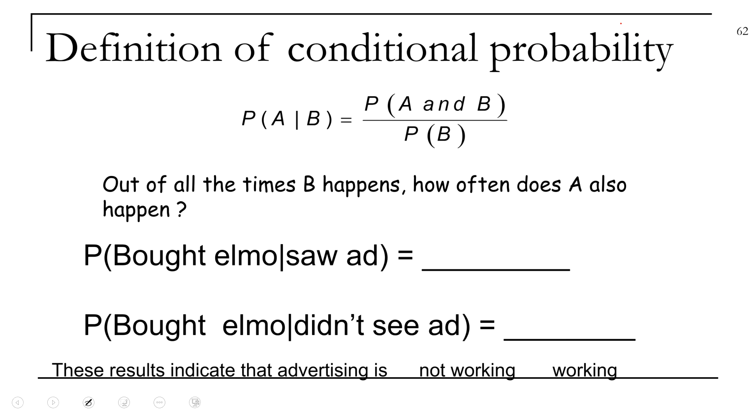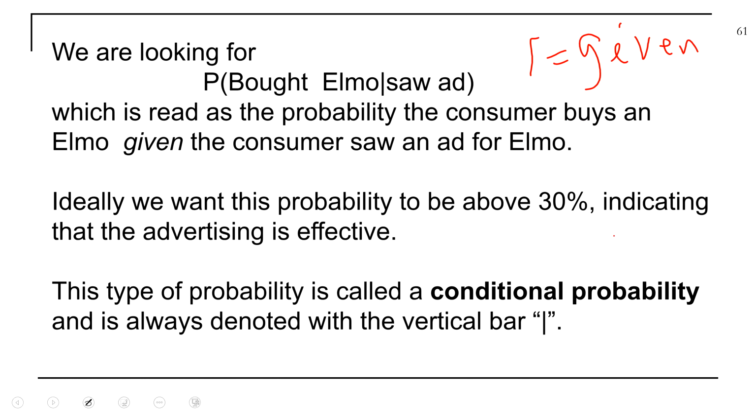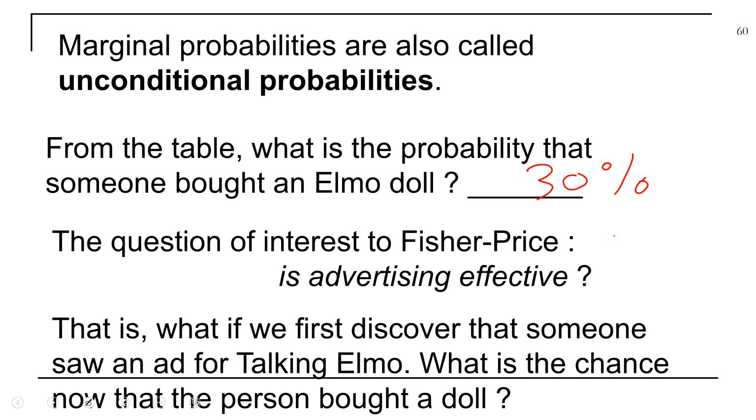The definition of conditional probability, probability of A given B for events A and B, is simply out of all the times B happened, how often does A also happen? So we call this the joint probability divided by the marginal probability. Out of all the times B happens, how often does A also happen? So we can compute these. Probability you bought Elmo given you saw the ad. Well, what goes on the bottom? That's going to be the probability you saw the ad, which is 0.5.